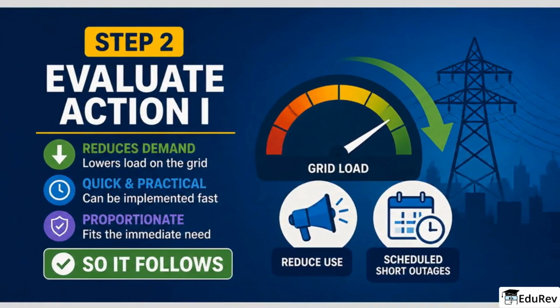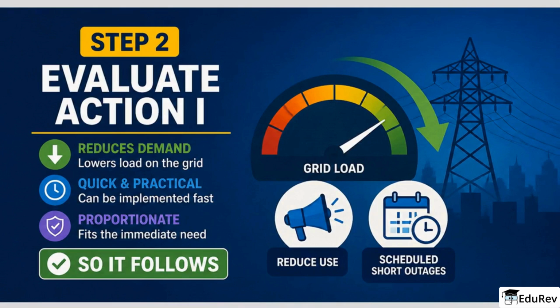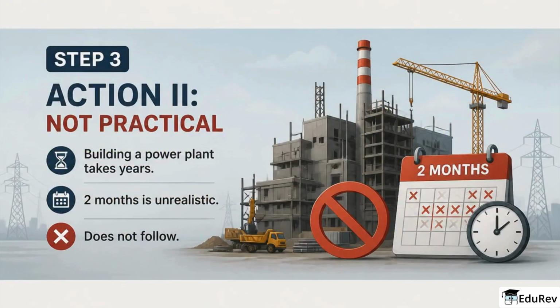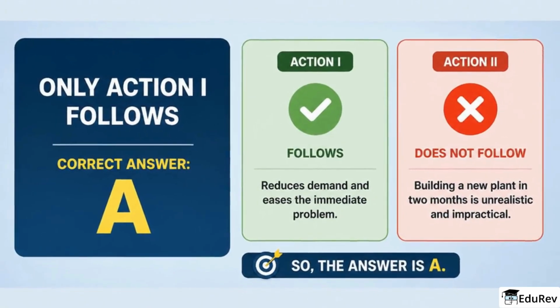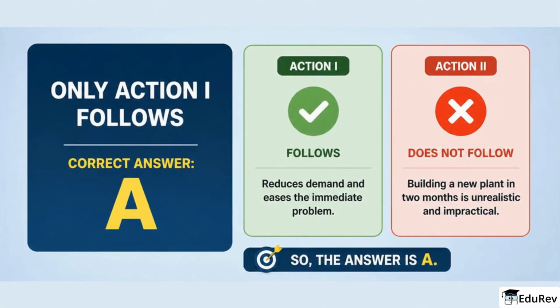Step 2. Evaluate action 1. Reducing demand and scheduling short outages directly lowers load on the grid. It is quick, practical, and proportionate, so it follows. Step 3. Evaluate action 2. Building a new power plant is a long-term solution and making it operational in 2 months is unrealistic, so it is impractical and does not follow. Conclusion: only action I follows, so the correct answer is A.